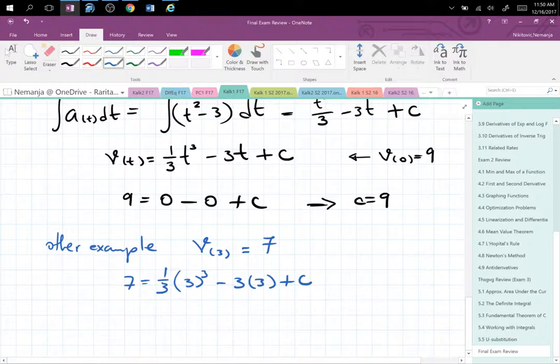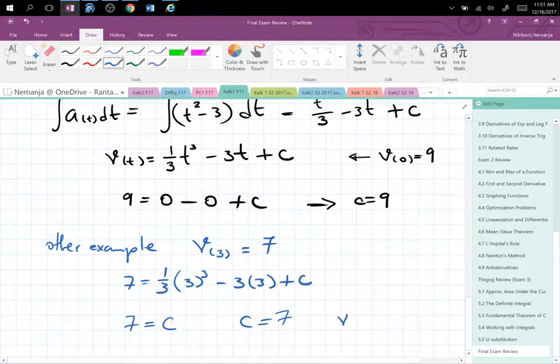Well, that goes on the left hand side. So now you have 7 is equal to 1/3 of 27. That's 9 minus... Oh, I keep getting the same value back. It's not always the same value back. It's just two bad examples. Whatever.